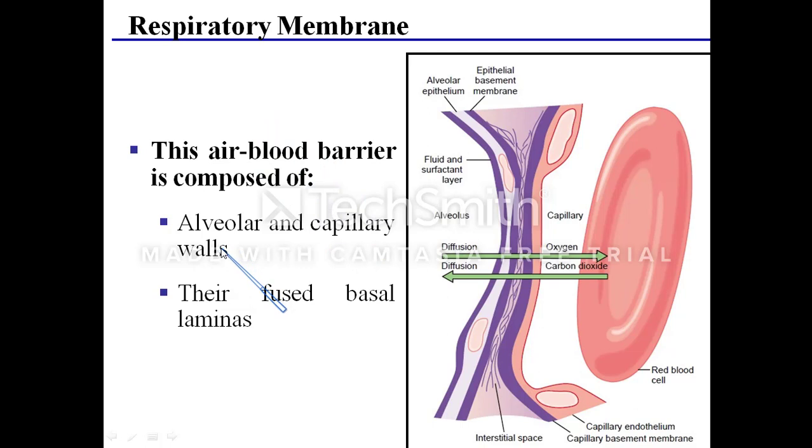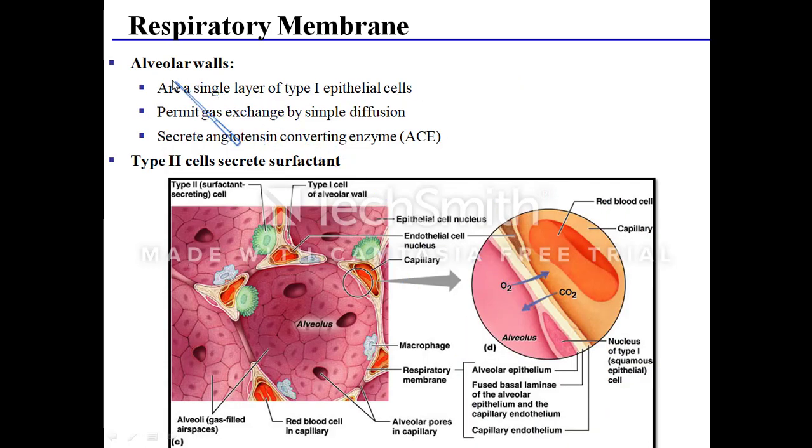It is made up of the alveolar wall fused with the capillary wall, so their basal laminae are also fused. This fusion forms a barrier which controls the exchange of gases. The alveolar walls have type 1 epithelial cells, which permit the exchange of gases by simple diffusion, and they also secrete an enzyme called angiotensin converting enzyme. This point should be noted. Type 1 epithelial cells of the alveolar wall secrete angiotensin converting enzyme, and type 2 cells are also present. They secrete surfactant.